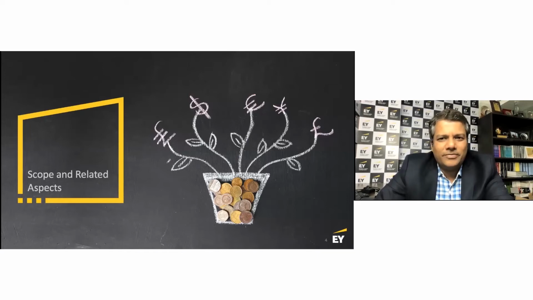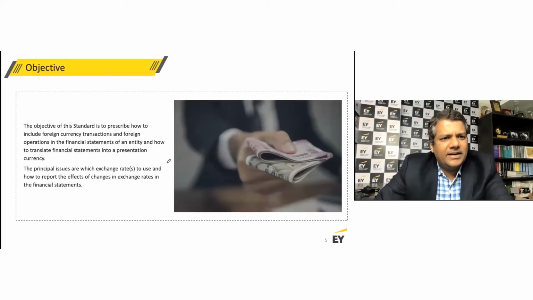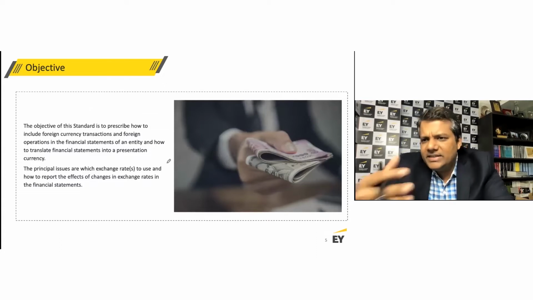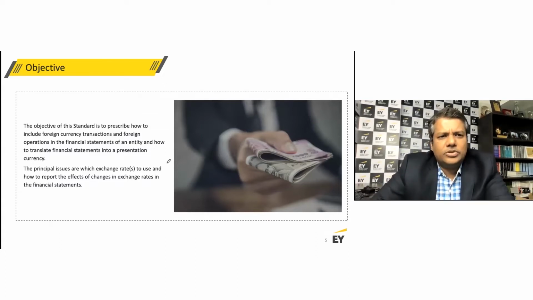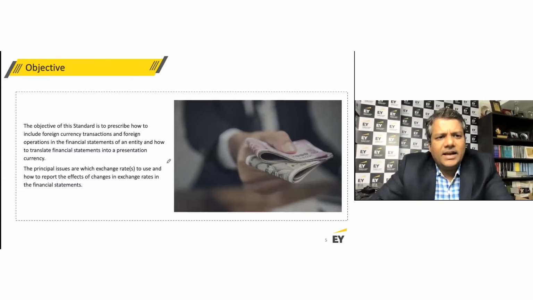Disclosures is what we will go through. So the objective of the standard is to prescribe how to include foreign currency transactions and foreign operations in the financial statements of an entity, and how to translate financial statements into a presentation currency, so that you have one common currency, right?